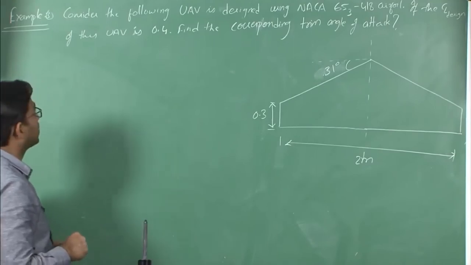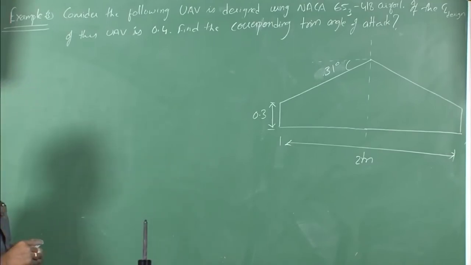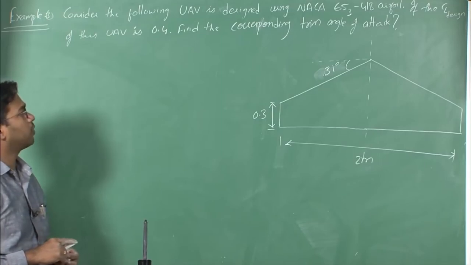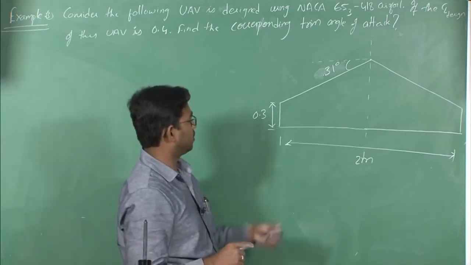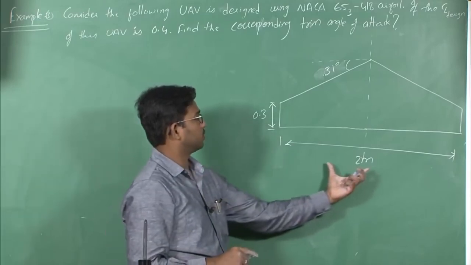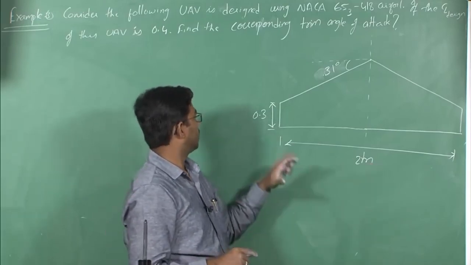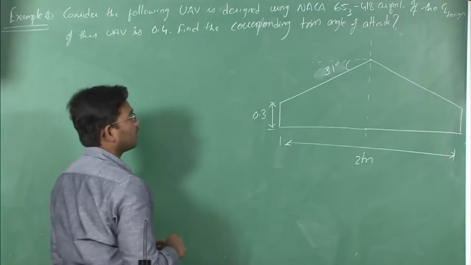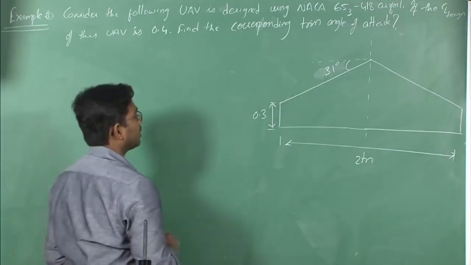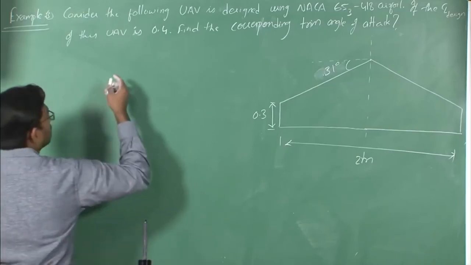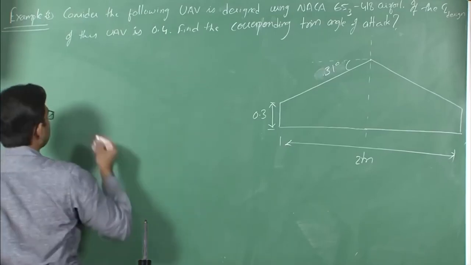Now let us consider example 3 here. Consider the following UAV designed using a NACA 653418 airfoil. If the CL design of this UAV is 0.4, find the corresponding trim angle of attack. The planform of this UAV is given, which is of 2 meter span and 0.3 meter tip chord and a leading edge sweep of 31 degrees. So we need to find the trim angle of attack first.